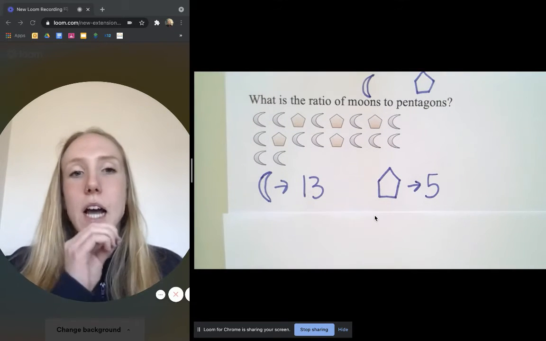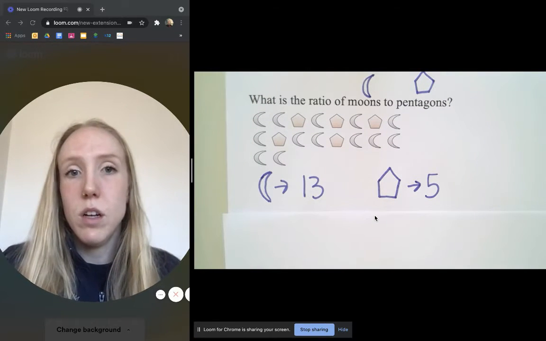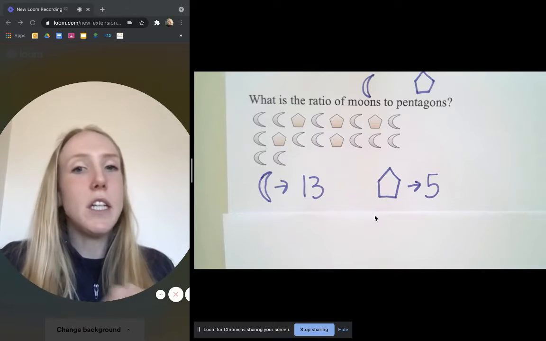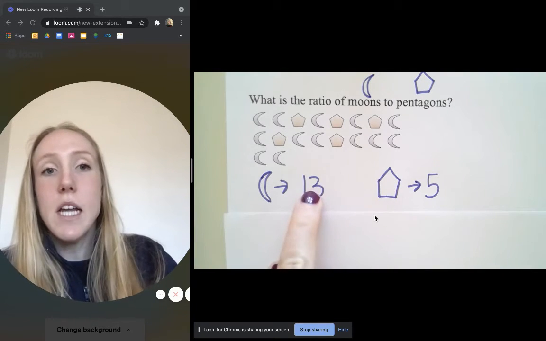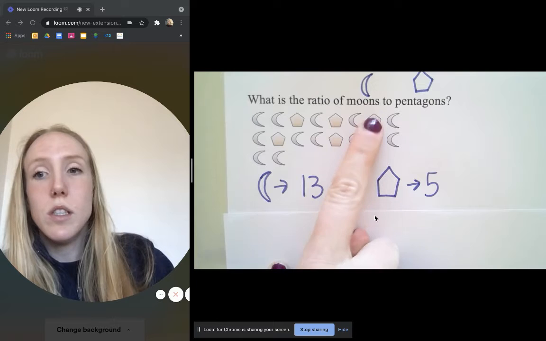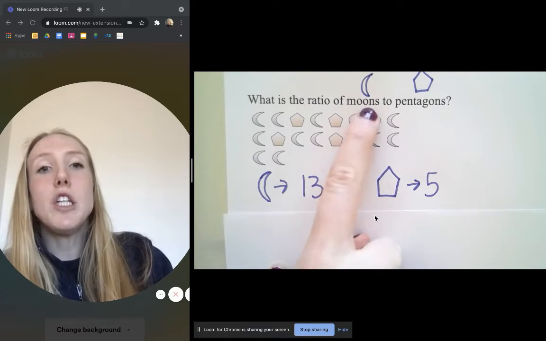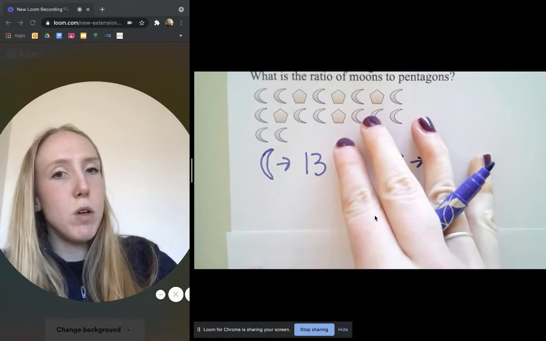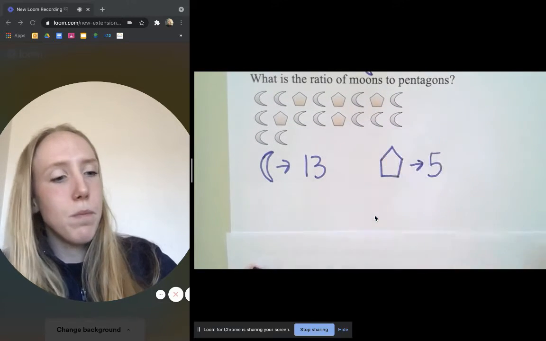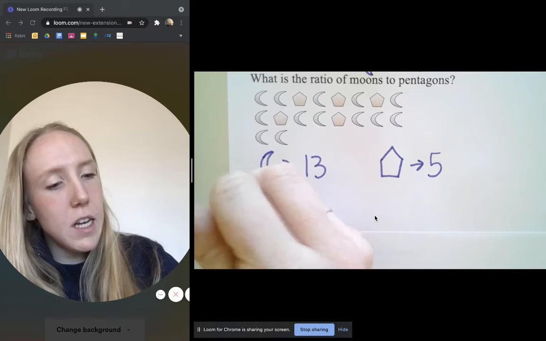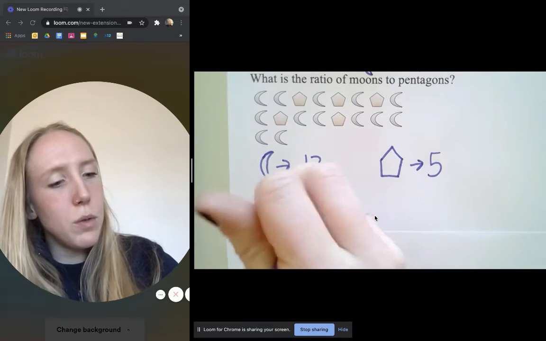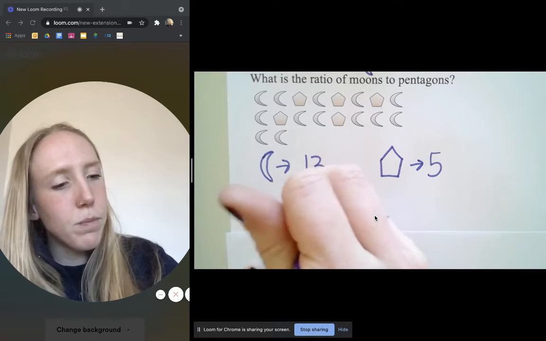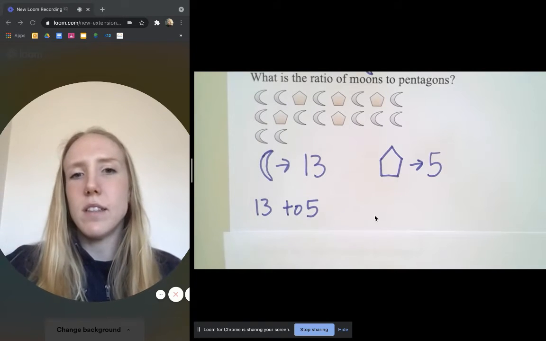Okay. Now it is asking for the ratio of moons to pentagons. So the number of moons is 13. It says moons first, so in our ratio, we have to put moons first. So the ratio of moons to pentagons is 13 to 5. How else can you write this?